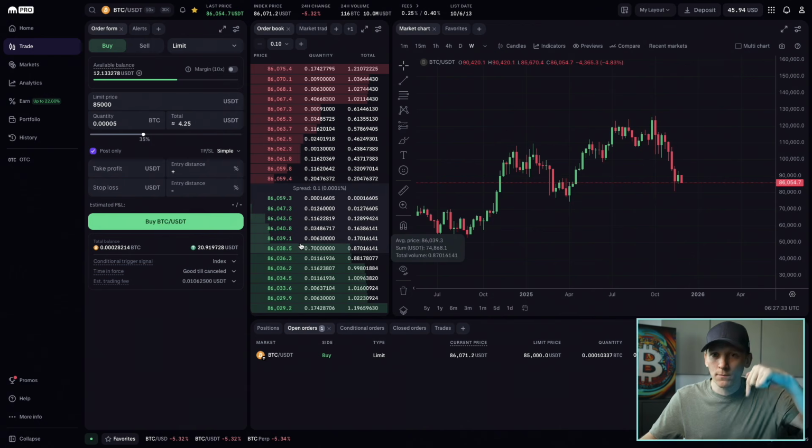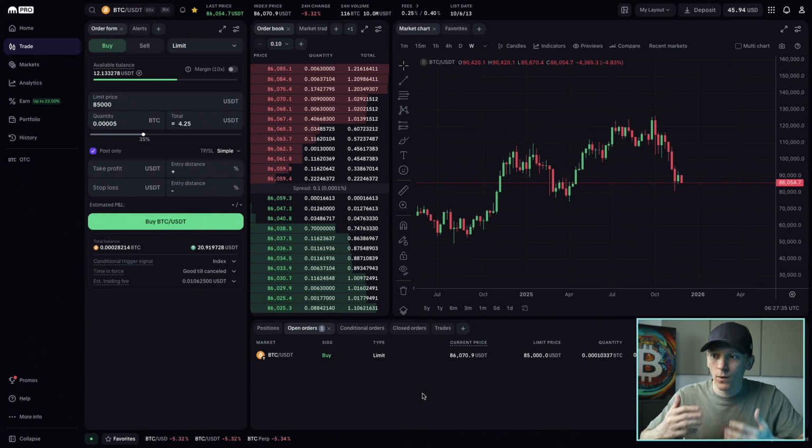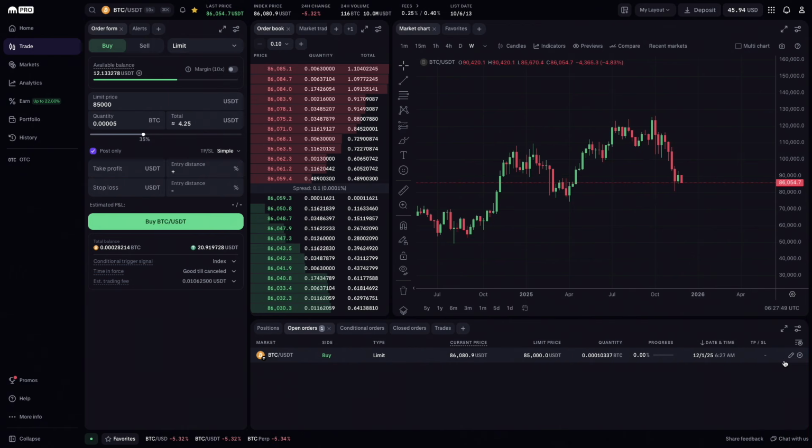However, our order is on the book down below these guys, and it is waiting to trade at 85,000. That's why it's known as an open order or a working order. The system is working it for us, but hasn't traded it yet. If the price actually falls and there's a seller that comes to meet us at 85,000, we can go ahead and trade. On the right-hand side, you can click the edit and cancel buttons right here.